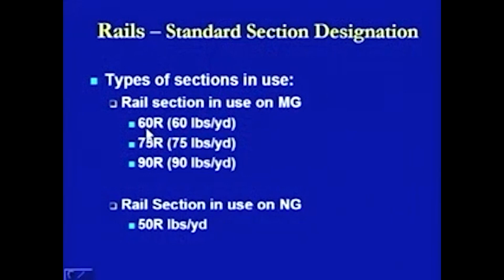Then the next type of rail section is in use on meter gauge or narrow gauge. We are still continuing with those standard specifications which came from the British. They are the 60R section, meaning 60 pounds per yard rail section, the 75R section and the 90R section as specified before. Similarly, for narrow gauge it is the 50R rail section, meaning 50 pounds per yard rail section. So, these are the standard sections which are in use, and this is how they are designated in Indian Railways.